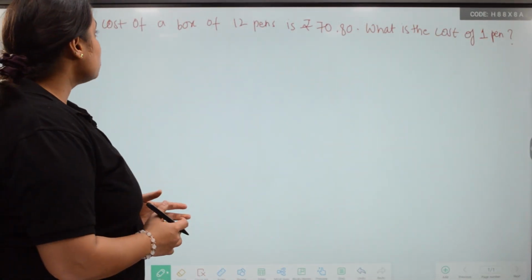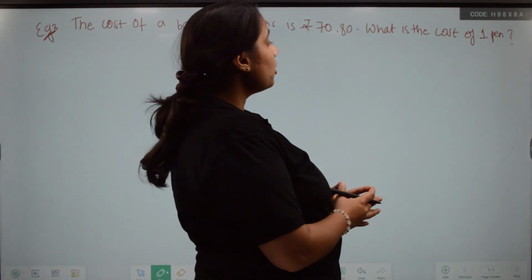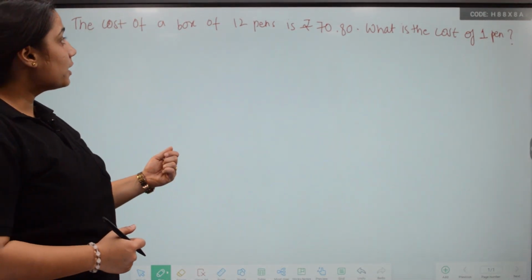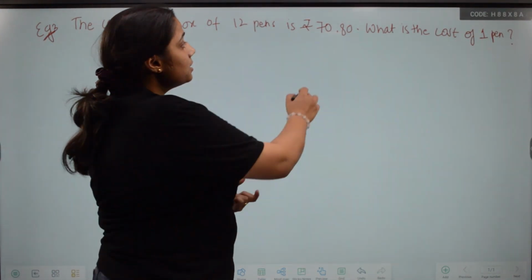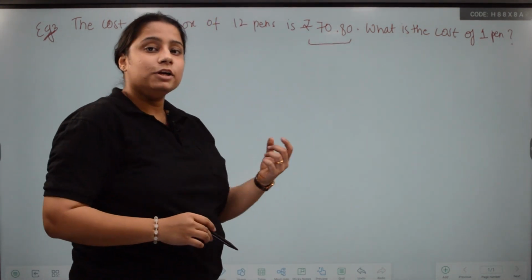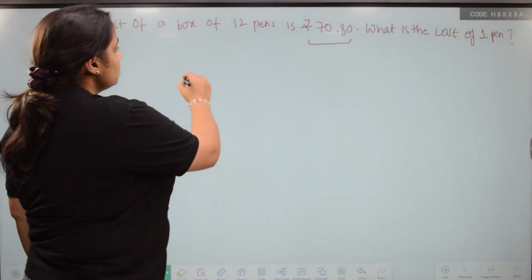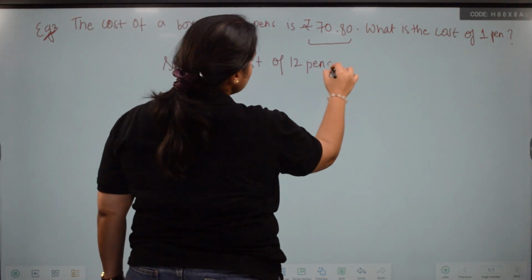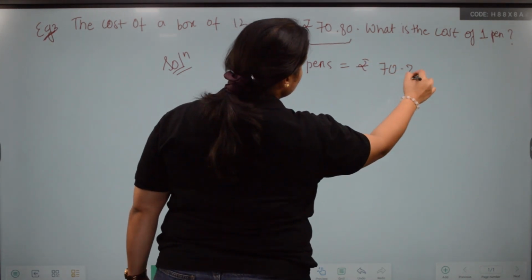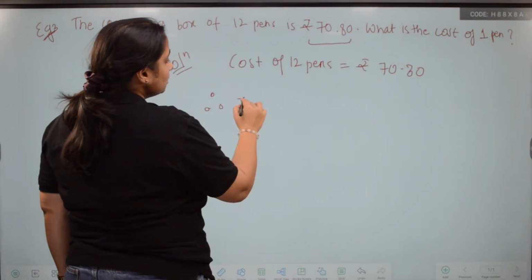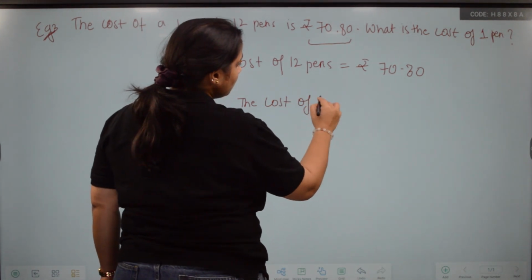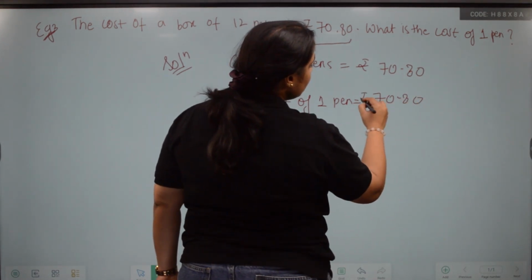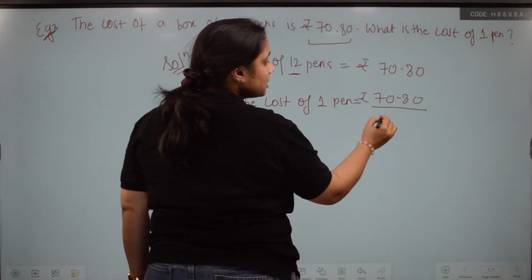Example 3. The cost of 12 pens is rupees 70.80. What is the cost of 1 pen? In this question, we are given the cost of 12 pens, that is 70.80 rupees, and we need to find the cost of 1 pen. The solution is: cost of 12 pens is equal to rupees 70.80. Therefore, the cost of 1 pen will be equal to 70.80 rupees divided by the number of pens given, that is 12.